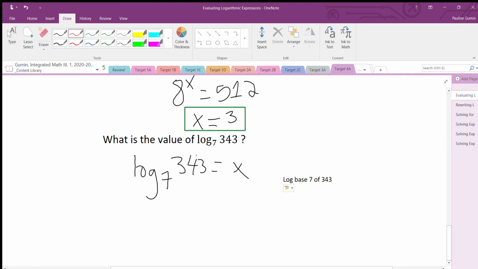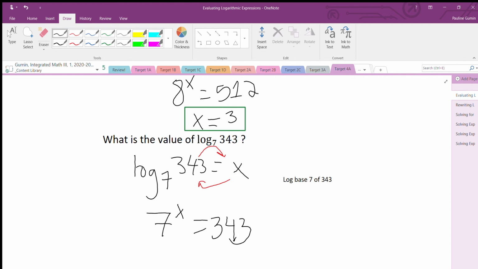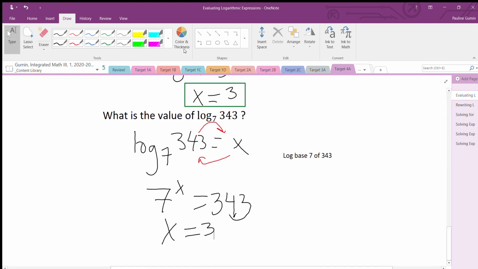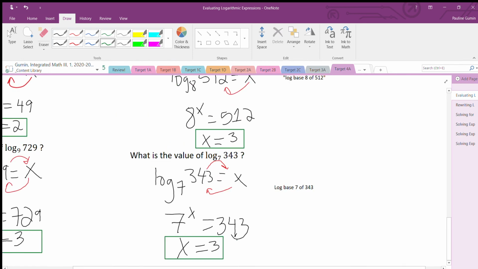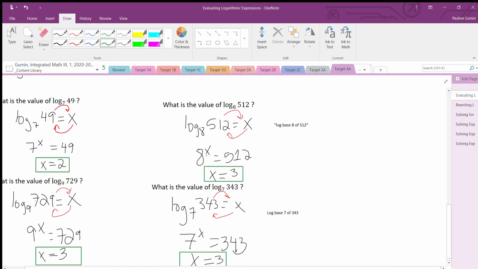Let's practice rewriting since we're at it. Clockwise. 7 is our base. So 7 to the power of x equals 343. And like I said, I have this memorized for some reason. 7 to the power of 3 is 343. I have yet to figure out why I skipped memorizing 8 to the power of 3. But I remember 9 and I remember 7.